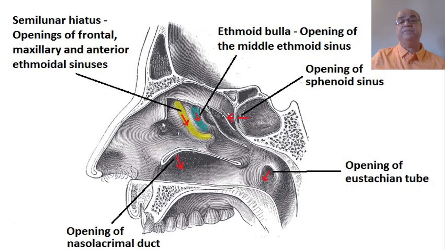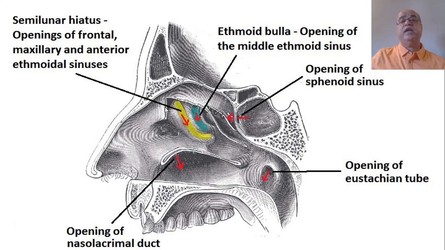So the middle meatus is below and lateral to the middle turbinate, and this is the attachment of the superior turbinate, and this is the superior meatus, which is below and lateral to the superior turbinate, and actually it is in between the superior and middle turbinate. Above and behind the superior turbinate is the sphenoethmoidal recess. Now you look, this is the sphenoid sinus, so it is opening into the sphenoethmoidal recess.